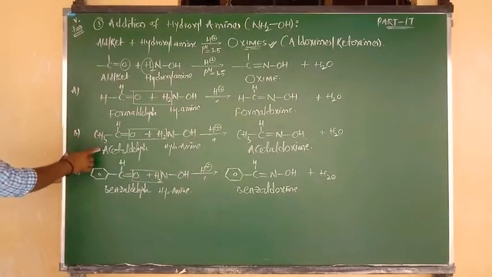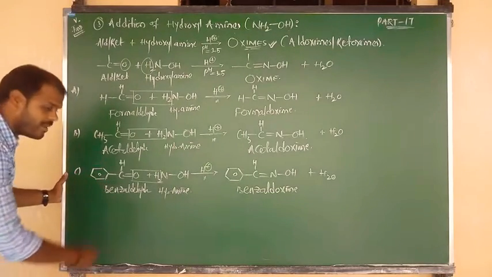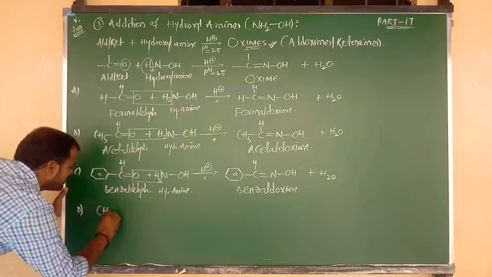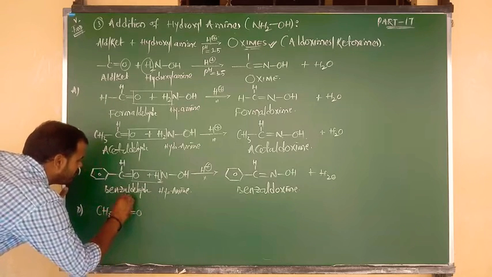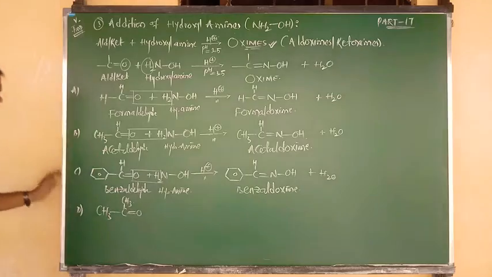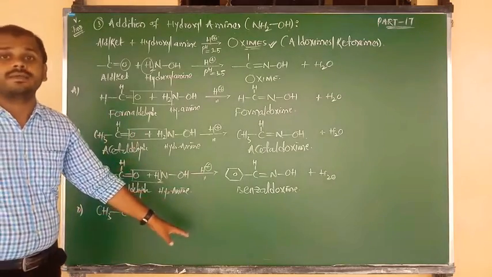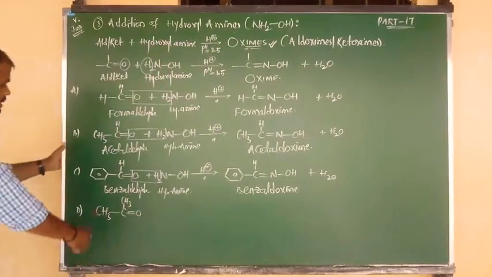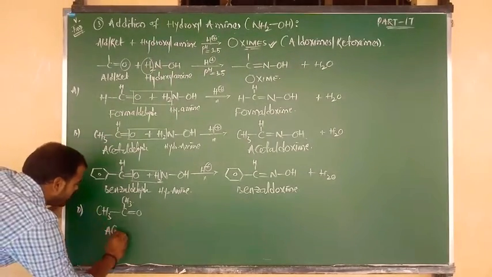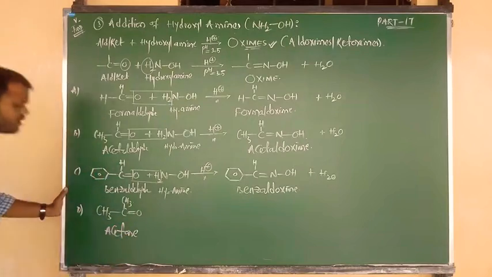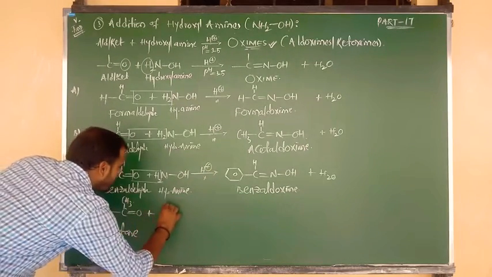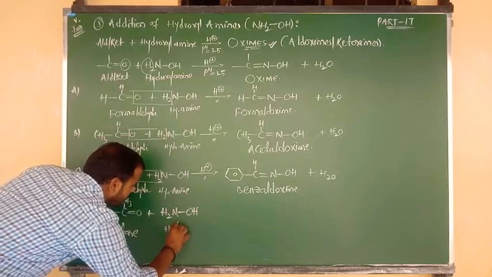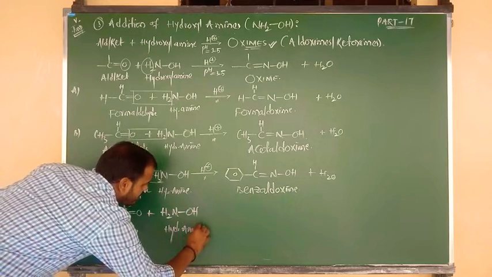So formaldehyde, acetaldehyde and the aromatic aldehyde, I mean benzaldehyde, and the last example is a ketone. The best ketone example is acetone, CH3 bonded to C double bond O bonded to CH3. Not only these four, Nana, all types of aldehydes and ketones form oximes on addition with hydroxylamine. What is the name of this compound? Acetone. It reacts with hydroxylamine, NH2OH.